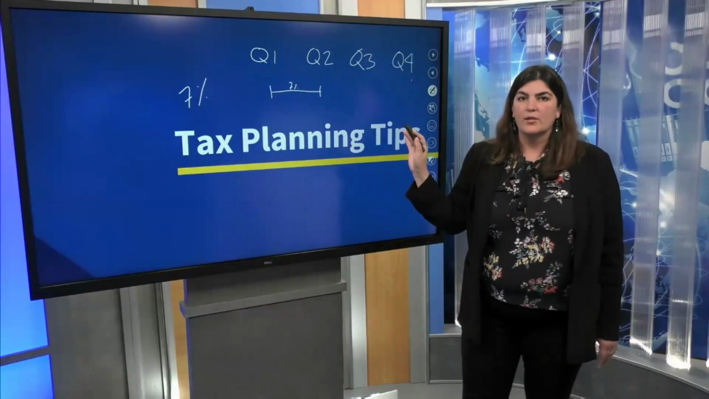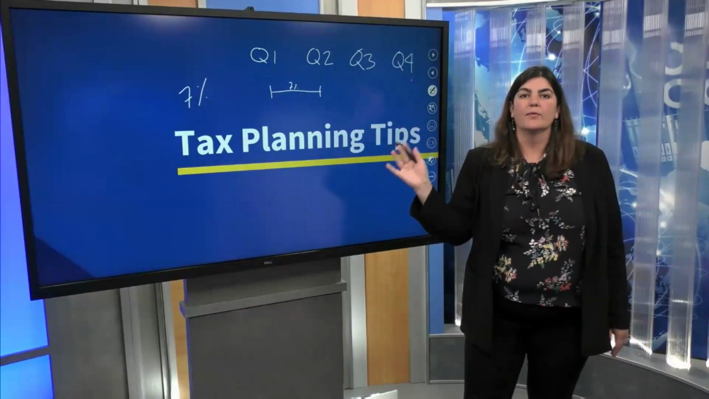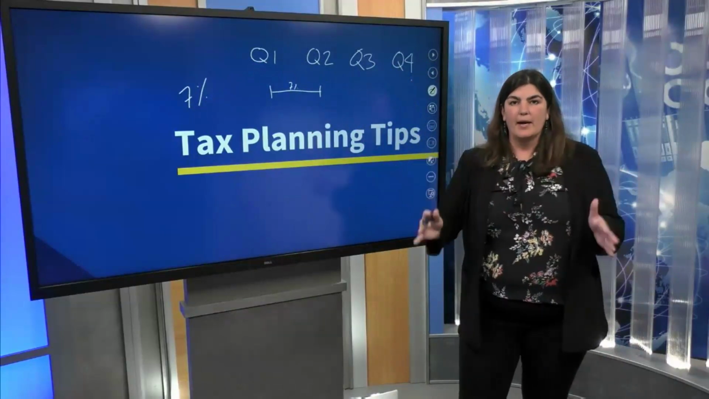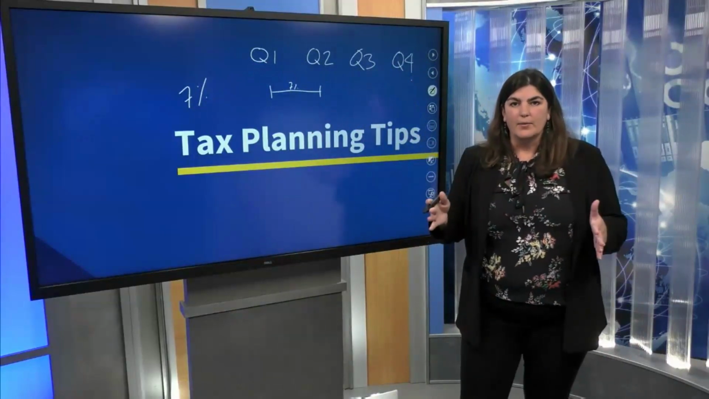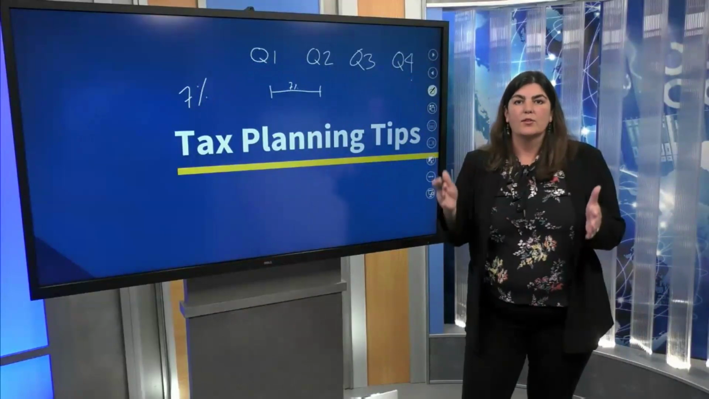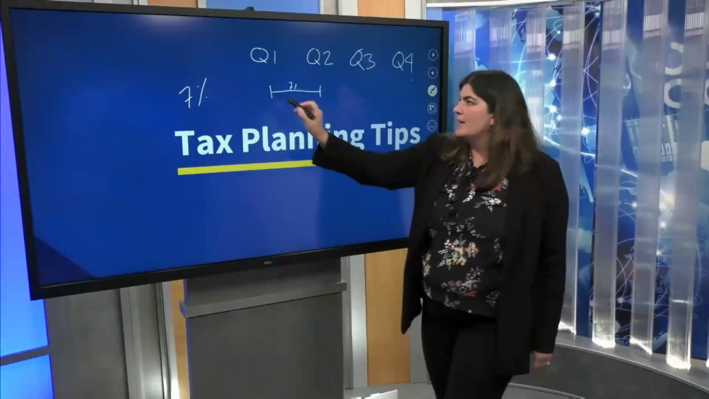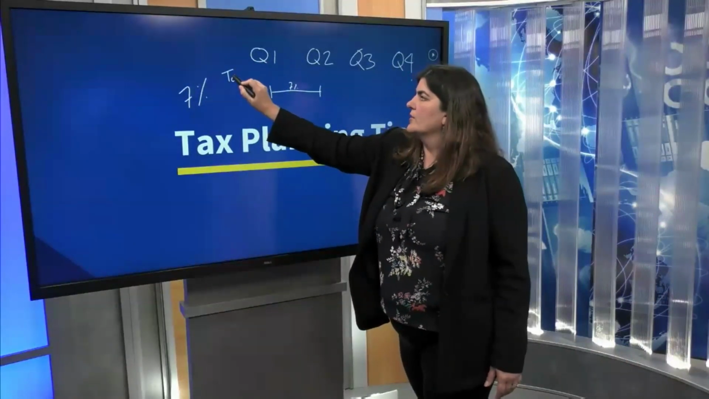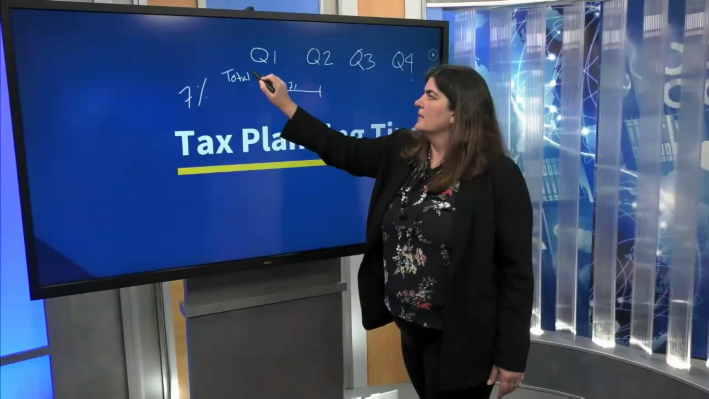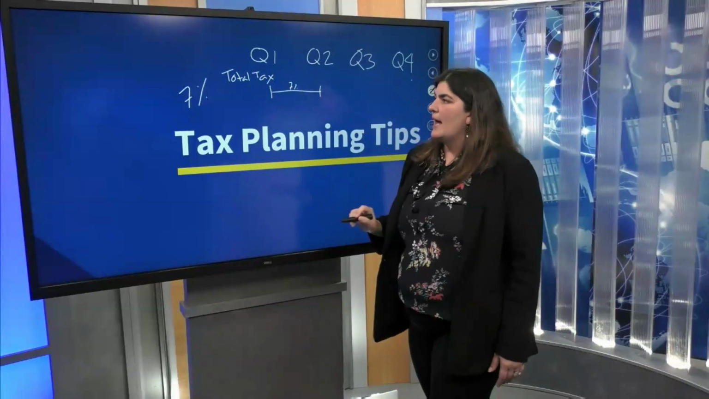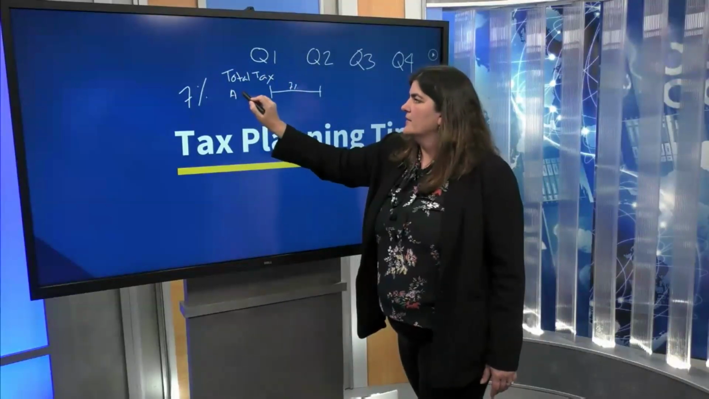So the easiest thing to do is to look at your tax return from the prior year. So right now we're doing 2025 estimated tax payments. So you would use your 2024 tax return and find that line that says total tax and find your AGI.